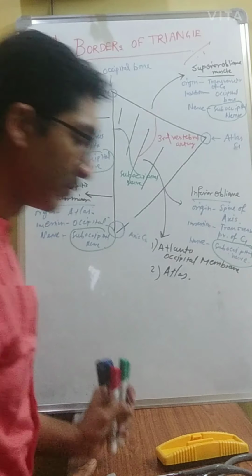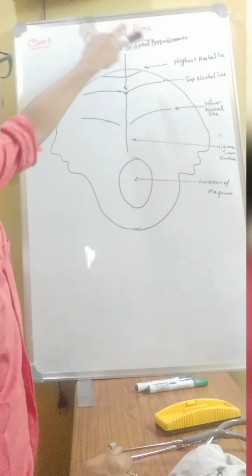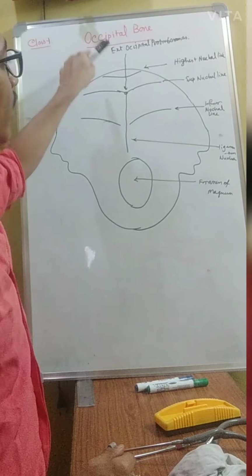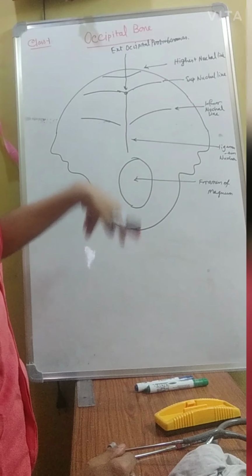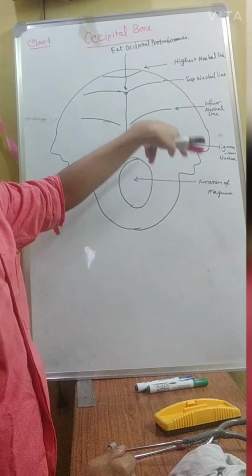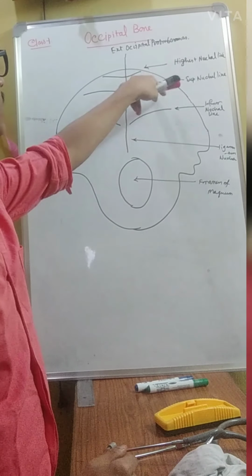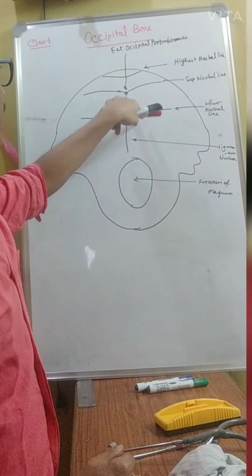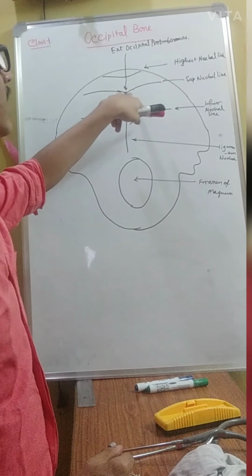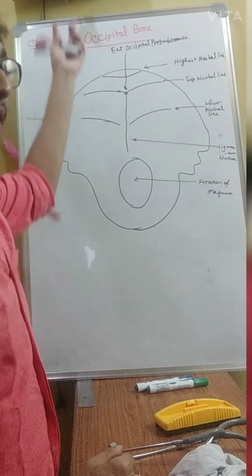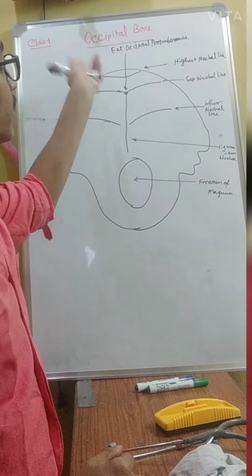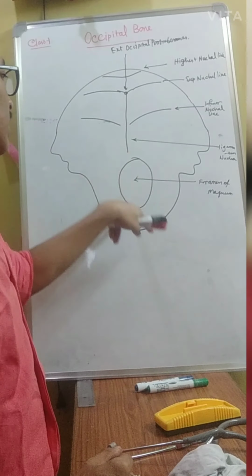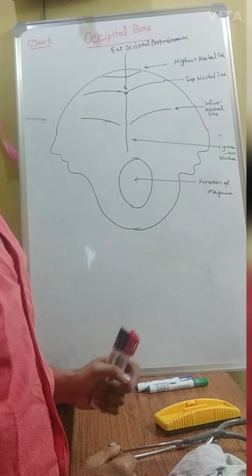Now this is our occipital bone. What are the important few landmarks? 3 nuchal lines on the external surface: highest, superior, inferior. Attachment of the ligamentum nuchae, the external occipital protuberance, and on the internal surface you will find the internal occipital protuberance. And this is the huge foramen, the foramen magnum.